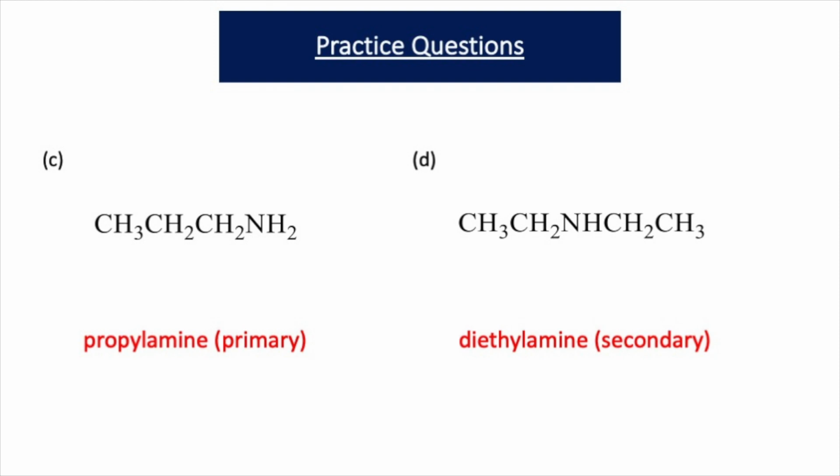So compound C is called propyl amine because we have C3H7 attached to an NH2 group, and C3H7 is propyl, and it's a primary amine because one of the hydrogens of ammonia molecule, NH3, has been replaced by an alkyl group, and this alkyl group is a propyl group. Now compound D is a secondary amine, and this is because 2 of the hydrogens in ammonia have been replaced by alkyl groups, in this case ethyl groups, C2H5 groups, and this compound is called diethyl amine.